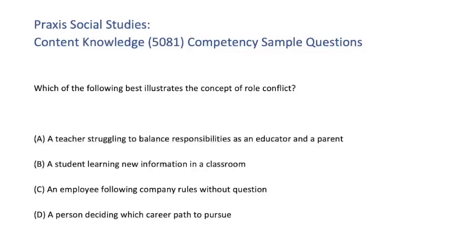B, a student learning new information in a classroom? C, an employee following company rules without question? Or D, a person deciding which career path to pursue? As a strategy, I want you to spot the example where two obligations clash at the same time.